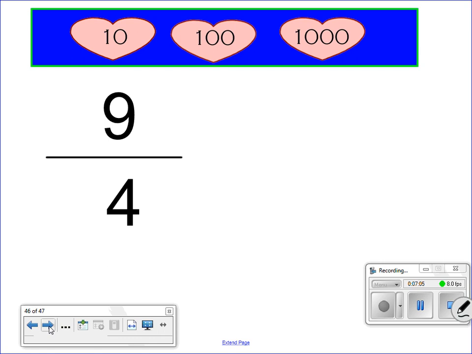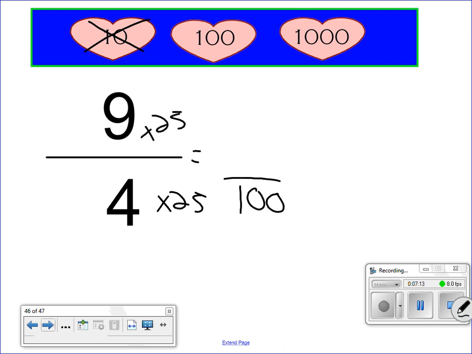Got another problem like that. Excellent. 4 can't go into 10. I'm going into 100. Going times 25 times 25. That's a fun number. 9 times 25. 5. So I got 45 plus 180, so we have 225.